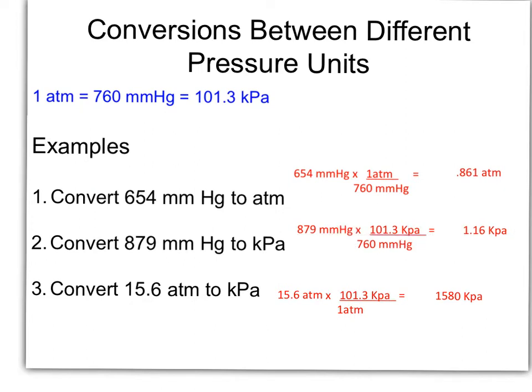The last problem, 15.6 atmospheres. We're going to go ahead and draw our T-chart again. This time I'm going to get rid of atmospheres. I'm going to place it on the denominator. kPa will go on the top. I'm going to run up to my conversion factor and realize for every 101.3 kPa, that's equivalent to 1 ATM. Put those numbers in their designated places, get rid of the common unit, and then do the math. 15.6 times 101.3 divided by 1 is going to give us 1580 kPa.